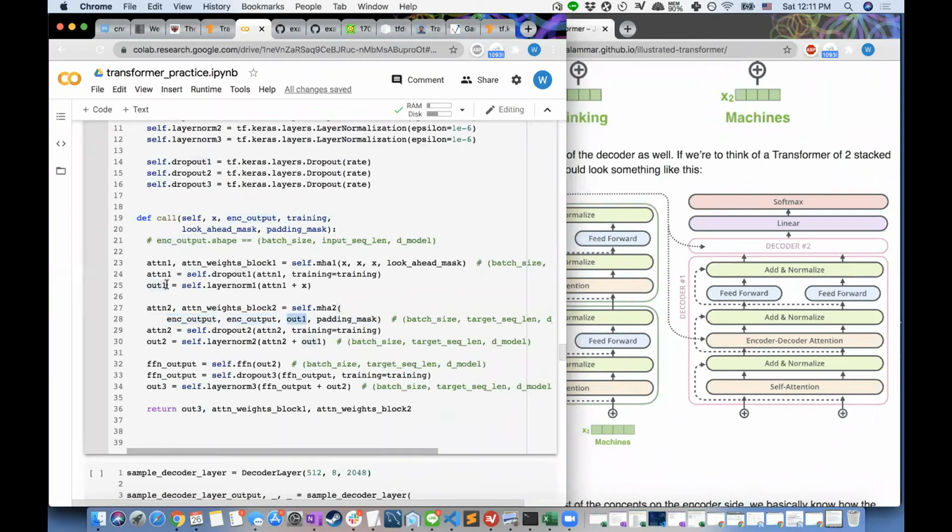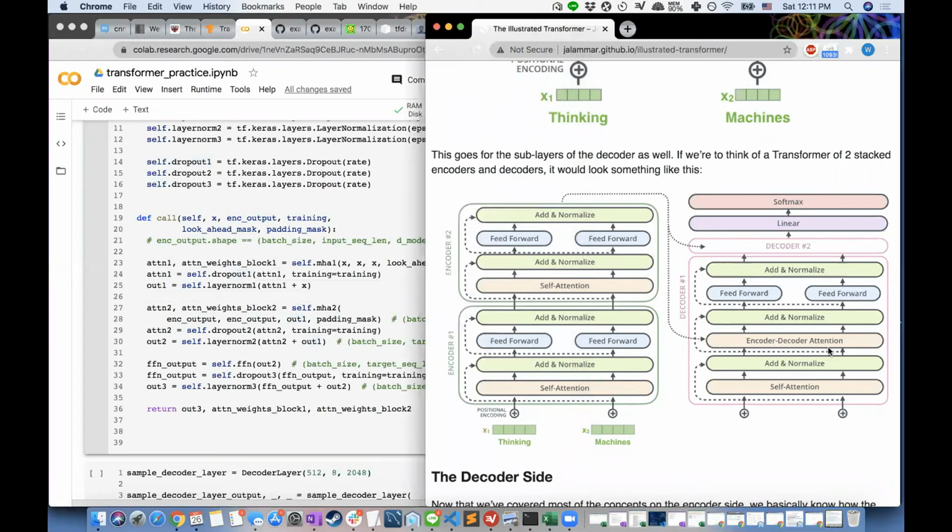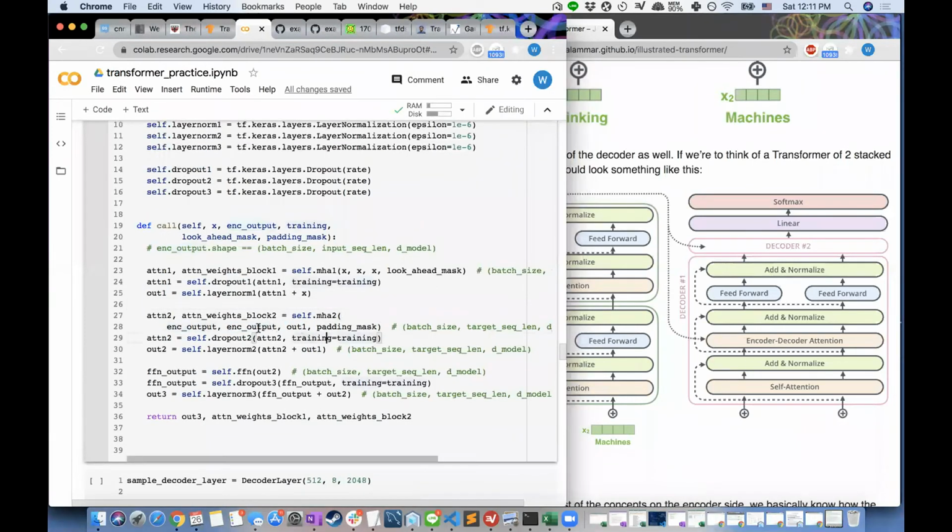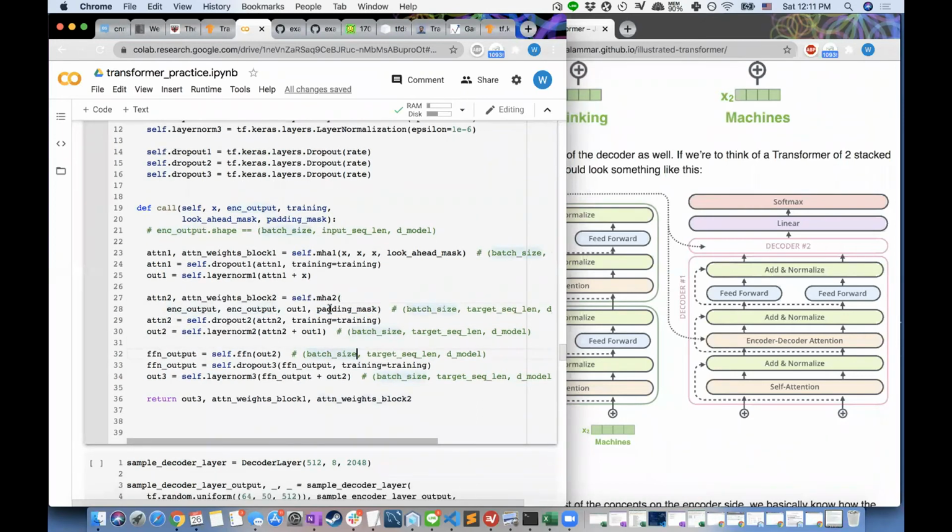Remember, Q comes from the previous self-attention layer's output. And that's this output. Remember, we said that, right? And this K and V comes from the encoder output, okay? The encoder output. And then we have the padding mask right here. So now we use the padding mask for this instead of the look ahead mask. And we have another second dropout here. And we do the second layer normalization, which is here. So we're up to this point now.